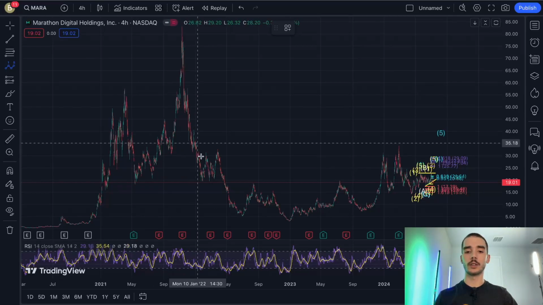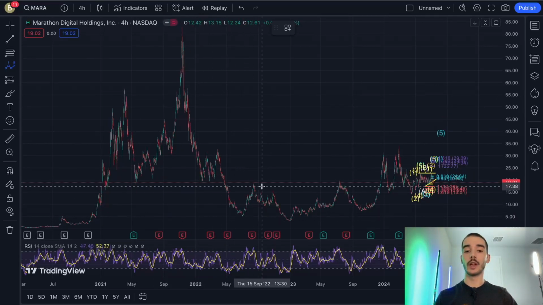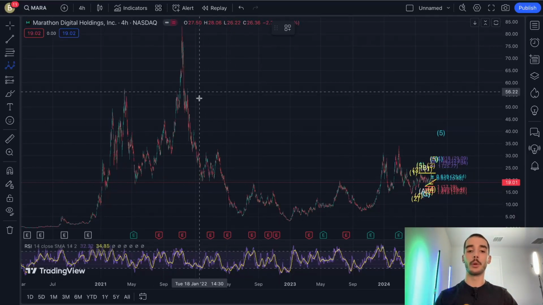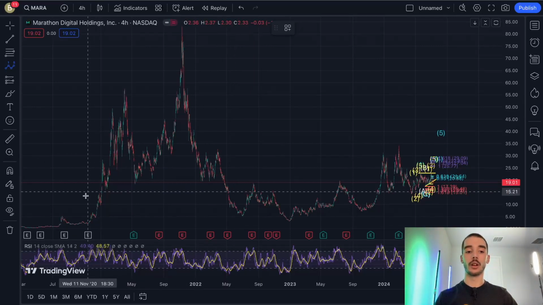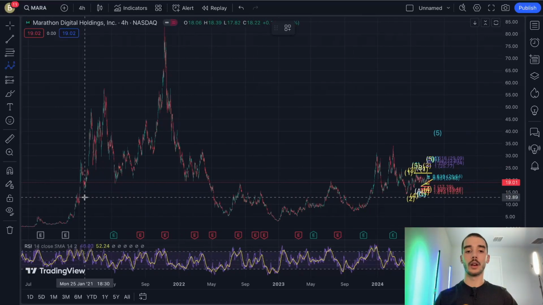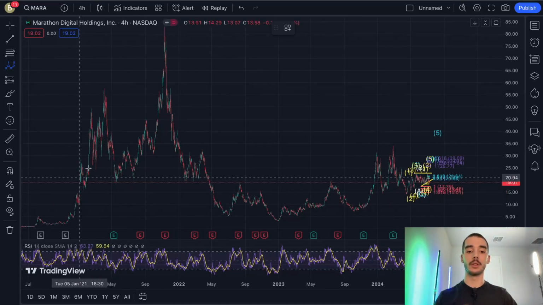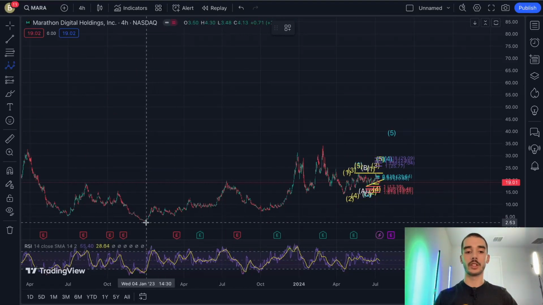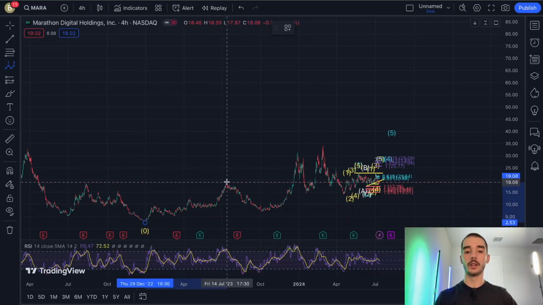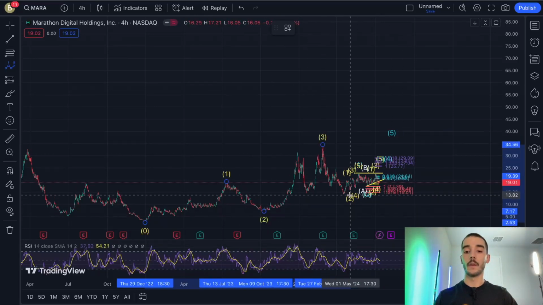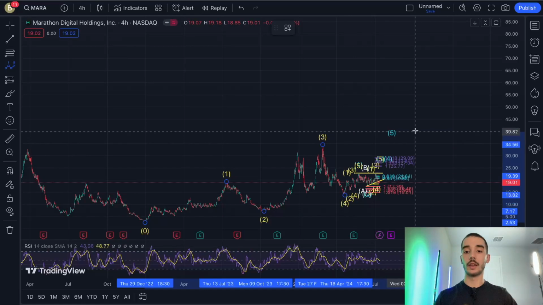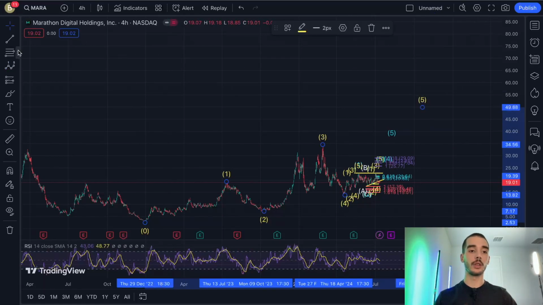Now, I'm not considering this a three wave move down just because it is a bearish structure after a bullish market that happened previously. So we actually are going to start our first, second, third, fourth, and then fifth wave can be.